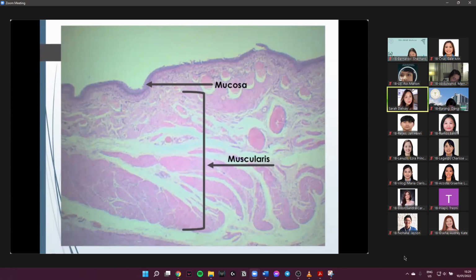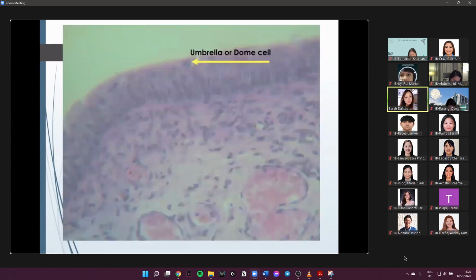Okay, let's move further. All right, so here it is. This is the one I was telling you. The outermost cell layer is what we call the umbrella cell or the dome cell. So as you can see, that is how the shape of the cell is supposed to be. And then next to it, of course, is your very thick lamina propria, where you see plenty of blood vessels. Okay?